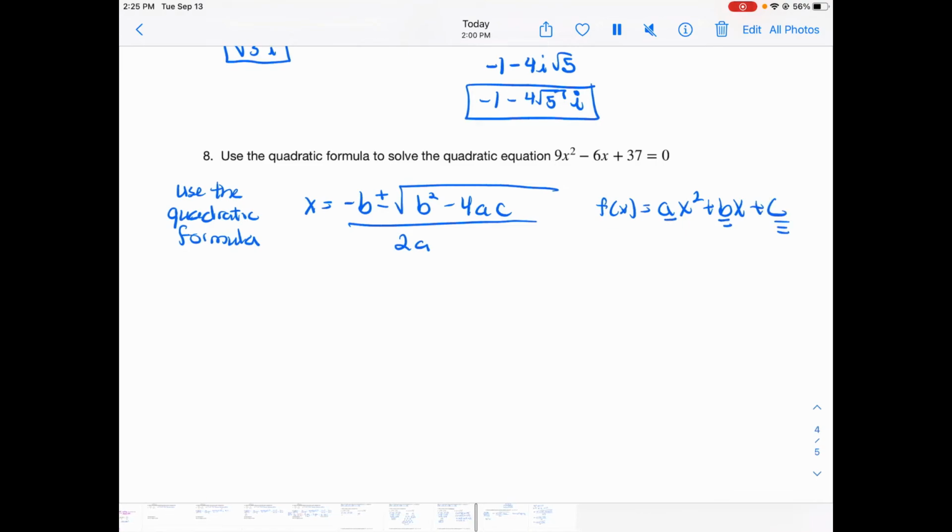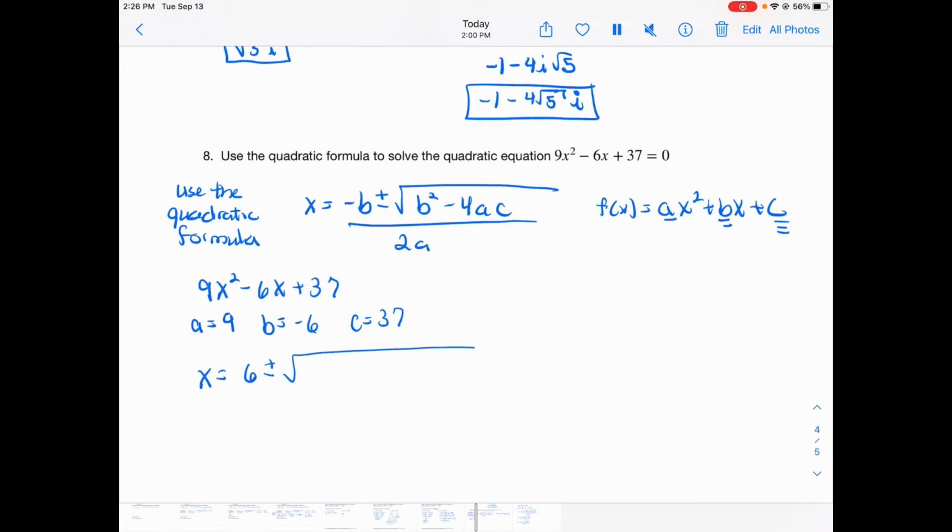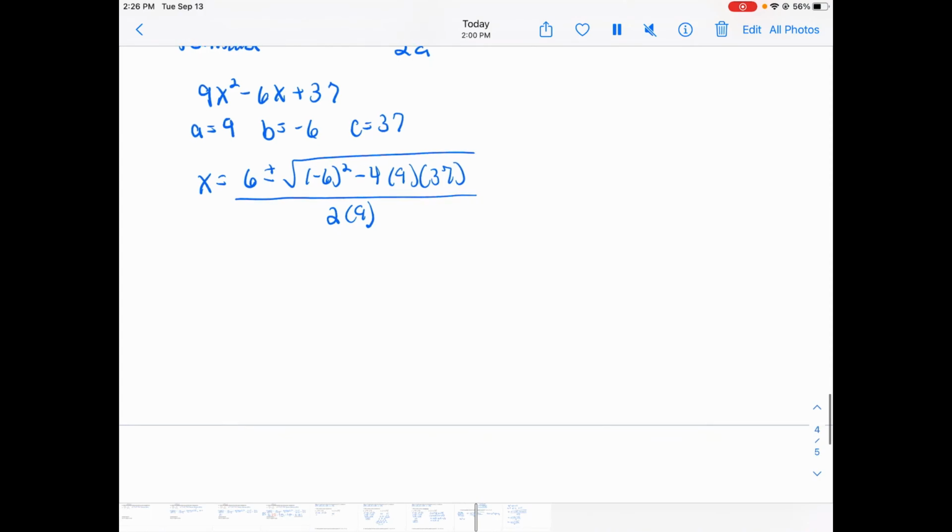So looking at this example, we're going to use the quadratic formula to find the solutions to 9x squared minus 6x plus 37. So I'm going to plug this into my quadratic formula. The opposite of b would be a positive 6, plus or minus the square root of b squared, so that's negative 6 squared, minus 4 times my a of 9 times my c of 37, all over 2 times a, which is 9. So I'm going to start by simplifying what's underneath the radical.